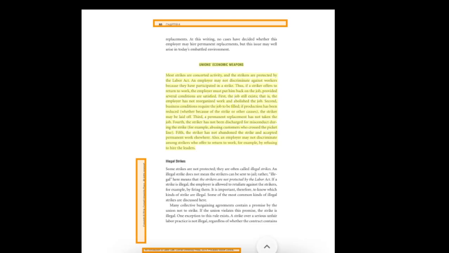Also, an employer may not discriminate among strikers who offer to return to work, for example, by refusing to hire the leaders. Illegal strikes. Some strikes are not protected; they are often called illegal strikes. An illegal strike does not mean the strikers can be sent to jail; rather, illegal here means that the strikers are not protected by the Labor Act. If a strike is illegal, the employer is allowed to retaliate against the strikers, for example, by firing them. It is important, therefore, to know which kinds of strike are illegal. Some of the most common kinds of illegal strikes are discussed here.